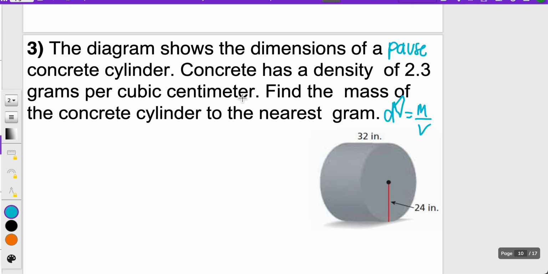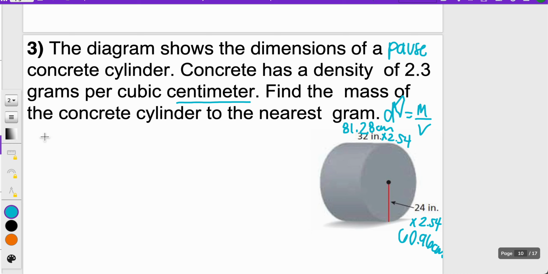All right, again, all these are in inches. Your concrete density is measured in centimeters, so we're going to multiply everything by 2.54 per the conversion chart that you get. So you should get 60.96 centimeters for my radius, and for that height, you should get about 81.28 centimeters.